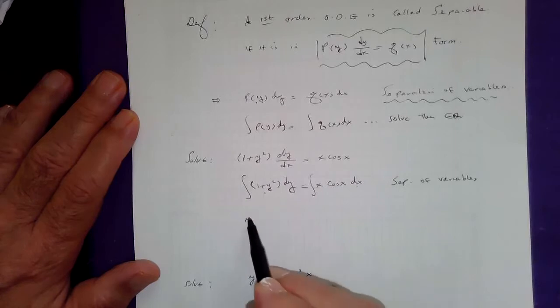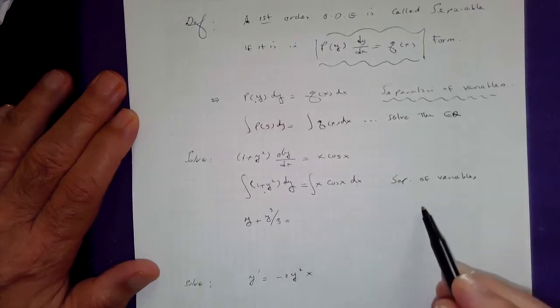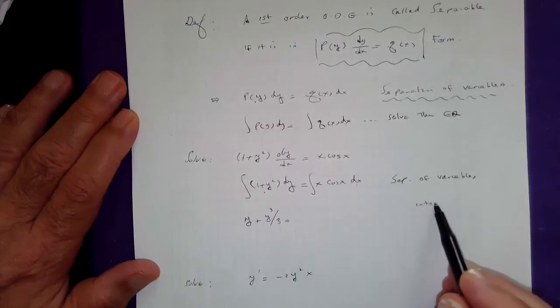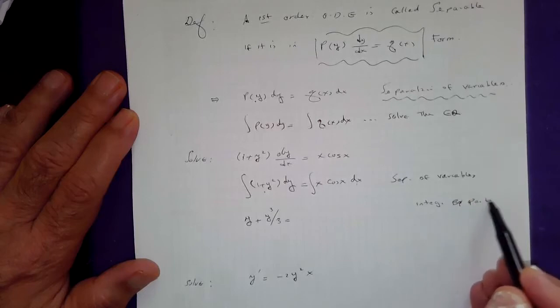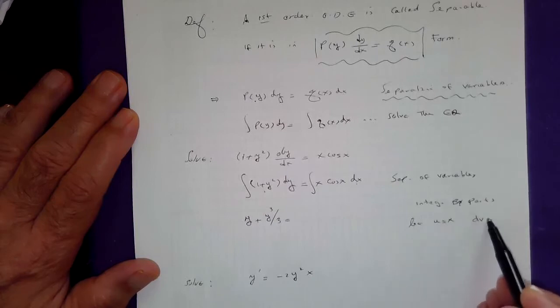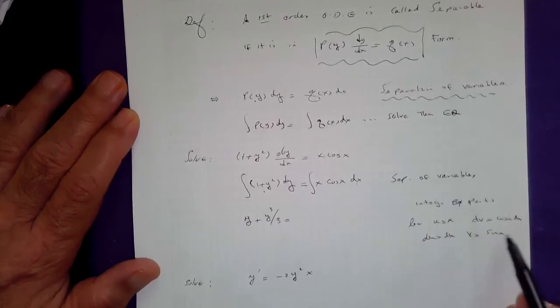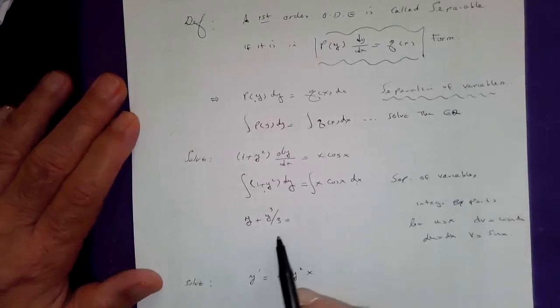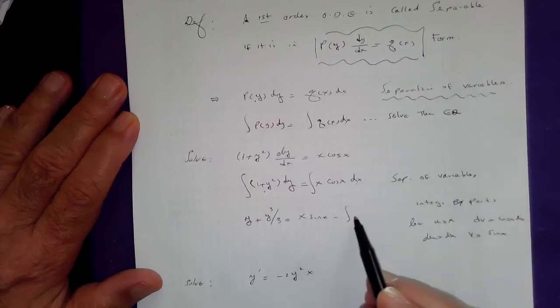The left side is easy because that's y plus y cubed over 3, but the right side requires integration by parts, correct? So the way we do this is let u be x, dv be cosine of x dx. So du is dx and v is equal to sine of x. So this would be uv, which is x sine of x, minus the antiderivative of v du, which is sine of x dx.